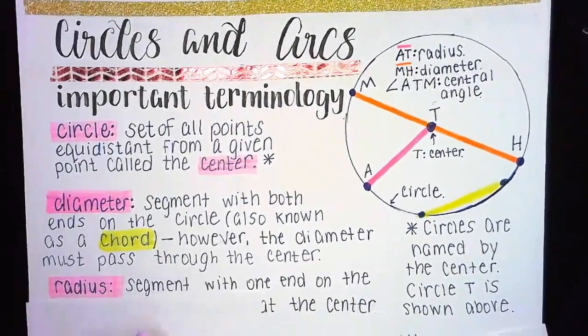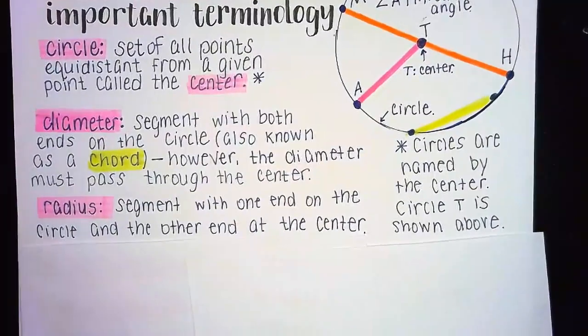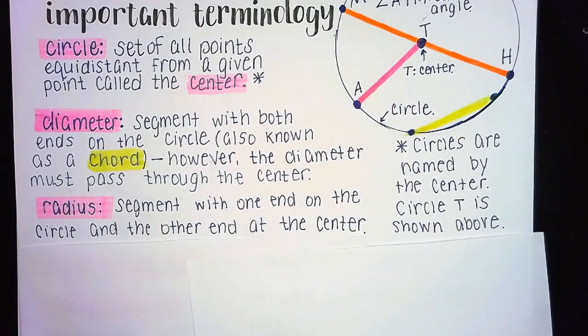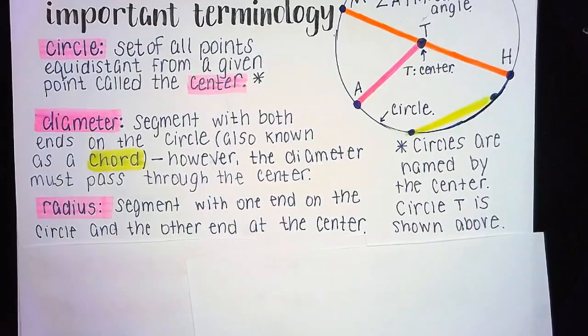Next, the next word we're going to define is radius. A radius is a segment with one end on the circle, again, on the circle, and the other at the center. So a radius will always be half the length of the diameter.